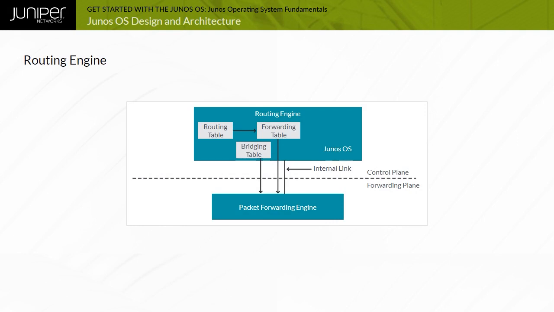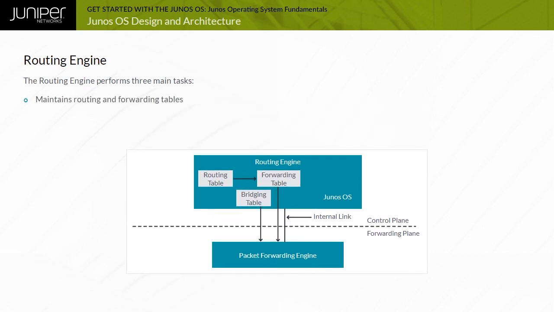In addition to the processes that control the interfaces on a device, the routing engine also handles protocol processes, chassis components, user access, and other system management tasks. These software processes run on top of the Junos kernel, which interacts with the PFE. The routing engine performs three main tasks.